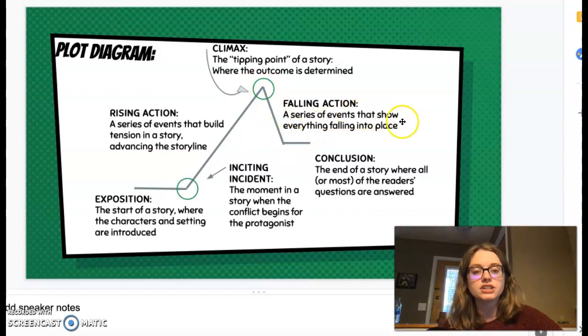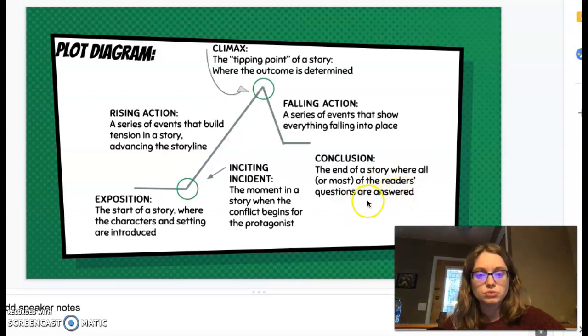Then we have the falling action, a series of events that show everything falling into place. So, and then I got back on my helicopter and went back to my grandma's house, blah, blah, blah. And then conclusion, the end of a story where all or most of the reader's questions are answered. Notice I said "or most," because that doesn't have to answer every question. Sometimes the best stories leave questions unanswered.